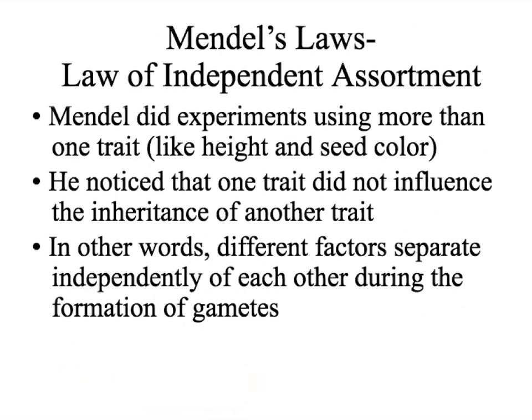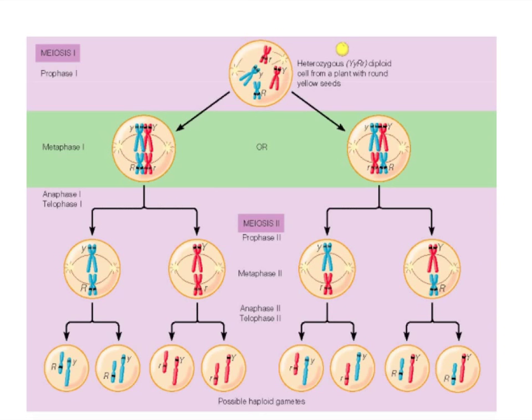Now, Mendel did experiments using more than one trait, and he noticed that one trait didn't influence the other. So if he was crossing flower color and, say, seed shape, they didn't affect each other. So what that meant is that gave him the ability to say that different factors separate independently. They weren't attached. They weren't combined. So he could try and breed a plant in the way that he wanted it to, because he could pick for each of those different factors.